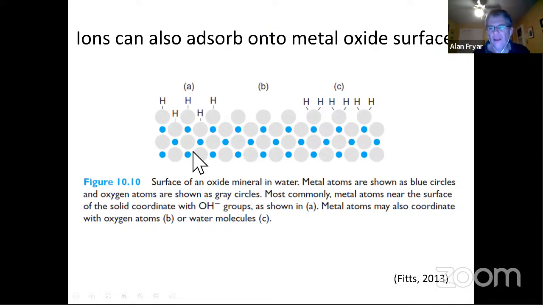Clay minerals, not simply clay minerals, but clay-sized minerals, metal oxides, for example, can also adsorb ions onto their surfaces. And so this is an example of how that happens. Depending upon the pH, the surface may be positively charged or negatively charged. And as it says here, metal atoms near the surface tend to coordinate with hydroxyl groups. So you have positively charged atoms, cations, adsorbing onto the negative bonds at the surface.